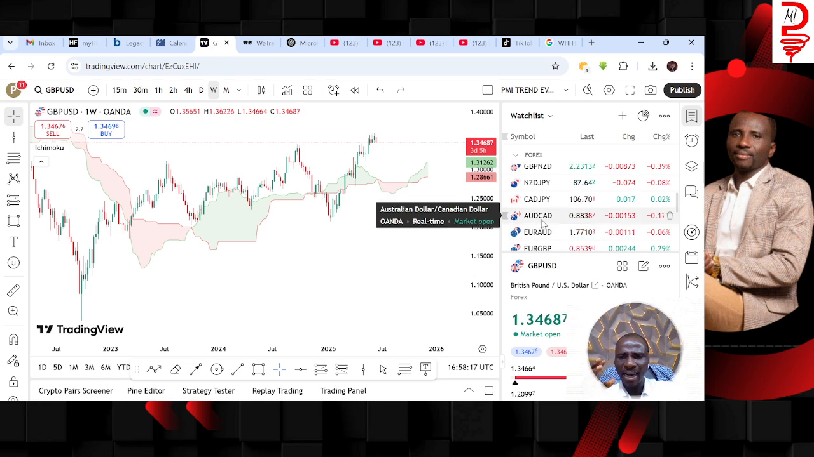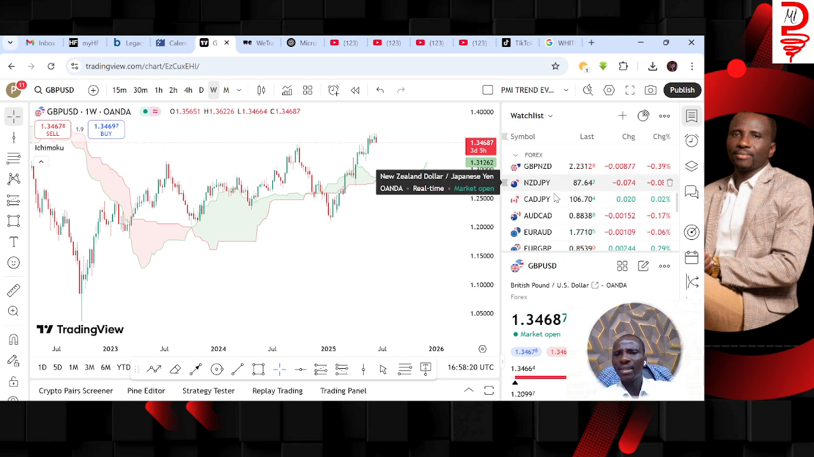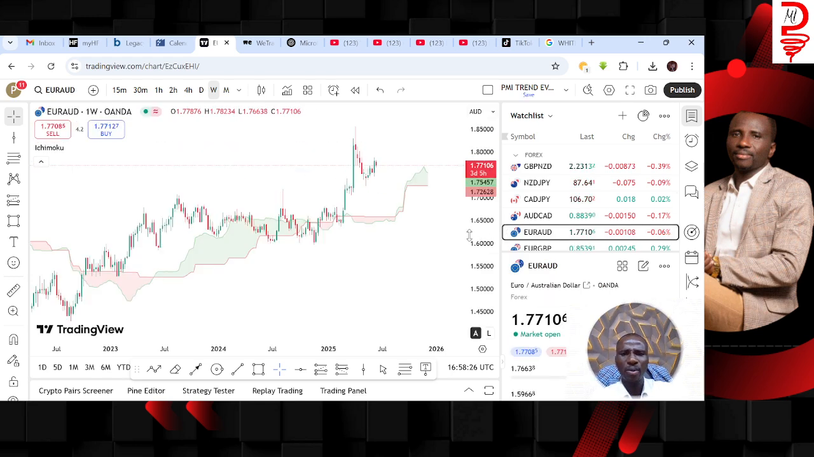Suppose you want to ascertain the direction of, let's say, maybe Euro AUD. Just click Euro AUD. Once the asset opens up, you just look at the position of the price. Is the price above the cloud or below the cloud? Provided that you have your chart on the weekly chart, this will tell you the direction of this particular asset. And this aligns with the global position of big players. So if you want to trade Euro AUD, because you have ascertained that Euro AUD is on a buy trend now, you will only be looking for a buy position on Euro AUD.